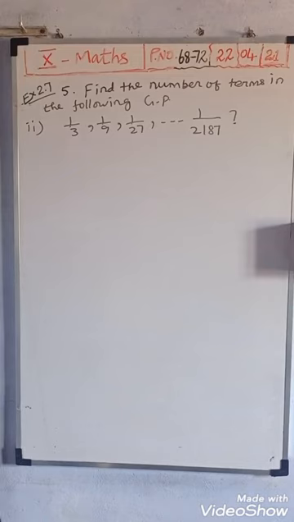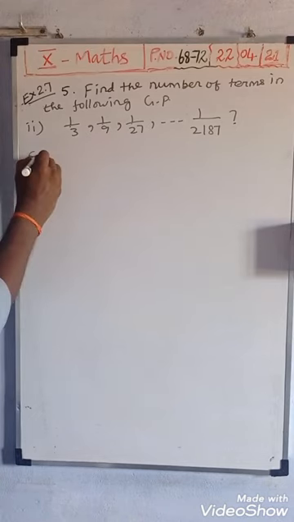Next question, the fifth one. Find the number of terms in the following GP. How many terms are there in the GP? Here 1/3, 1/9, 1/27, up to 1/2187. So in the GP, totally how many terms are there, we want to find.